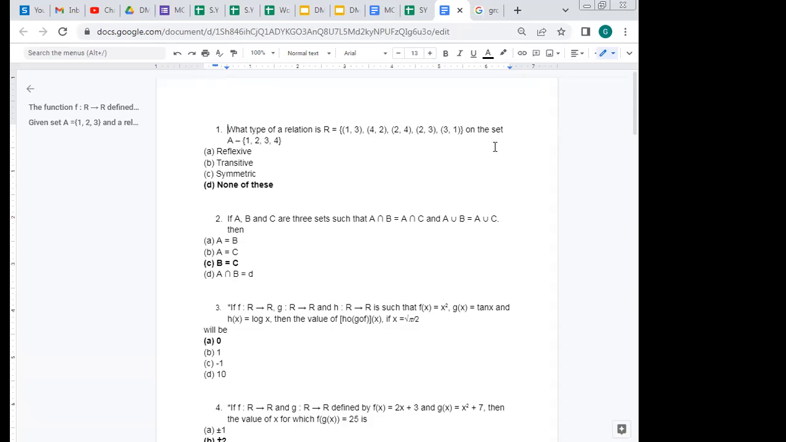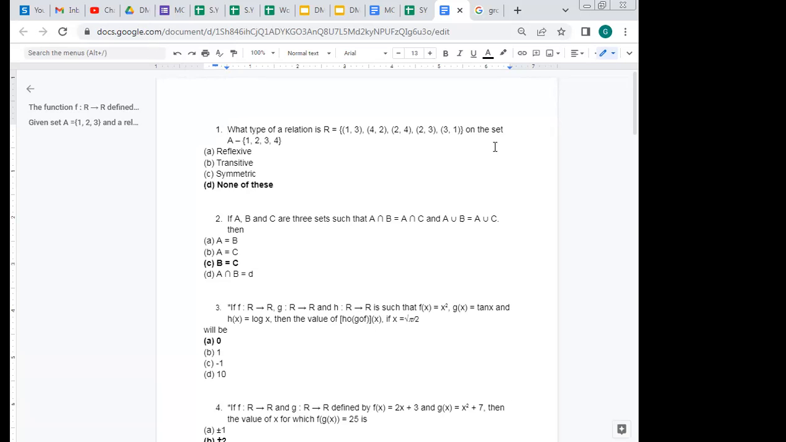What about symmetric? For relation to be symmetric, what is needed? For (1,3), (3,1) is there. (4,2), (2,4) is there. But what about (2,3)? (3,2) is not there. So this relation is not symmetric also. So the option that remains is none of these. Okay, so the answer of this question is none of these.